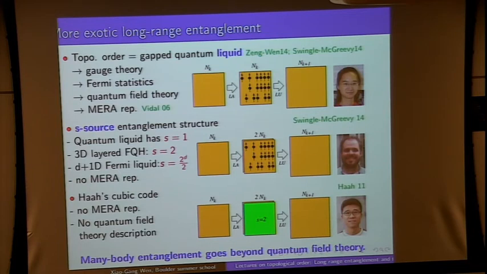But I put this here just to say that I don't understand this very well. Just to say, there is something beyond the S source picture. The S source picture is easy to understand, but even that is not enough. There's a more complicated entanglement structure.